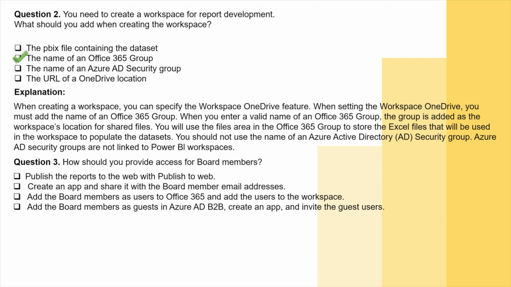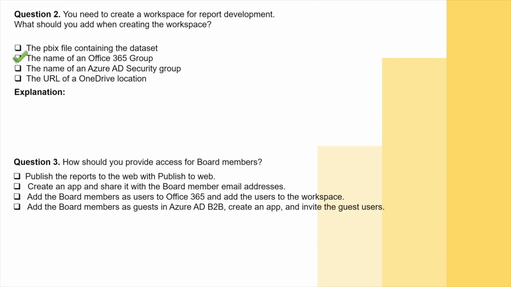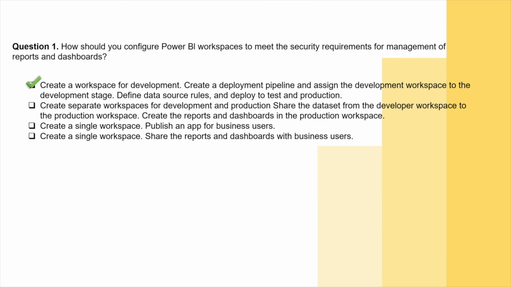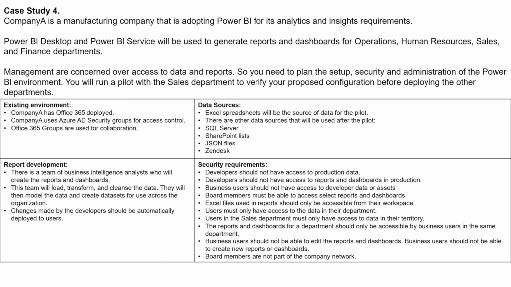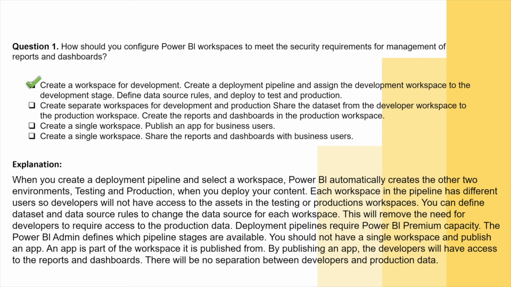Now let's move on to question number 3 for the same case study. How should you provide access for board members? So remember in the requirements that we have for board members is that board members are not part of the company network, right? But board members must be able to access select reports and dashboards. So how will you give them access?